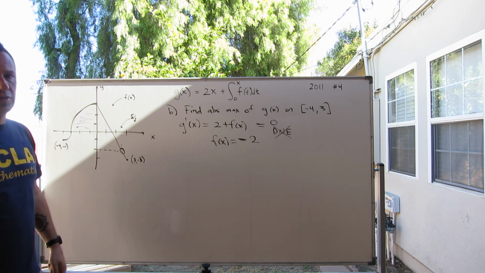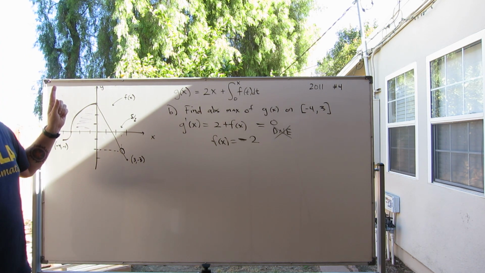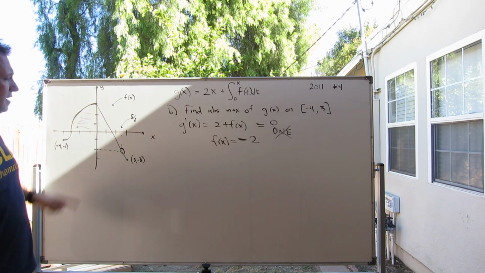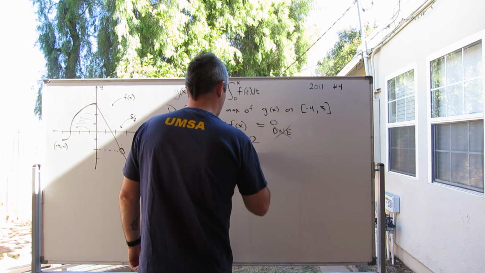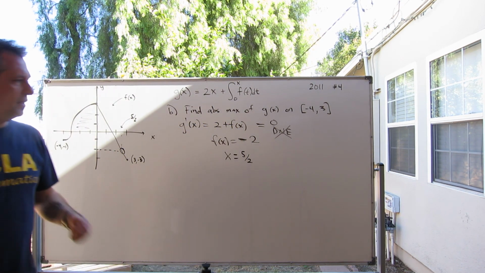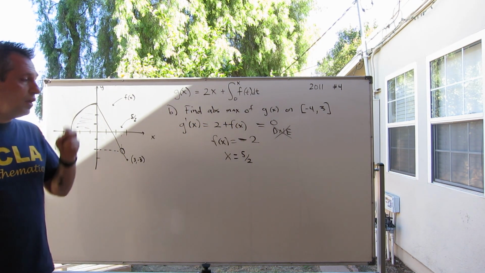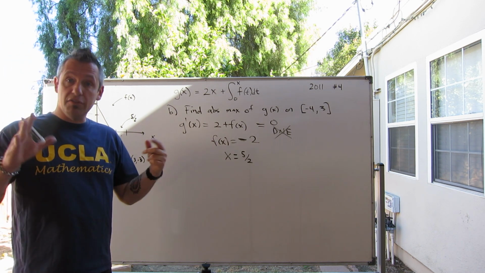You know what the slope of this line is. You know its y-intercept, in fact. So it's easy to come up with the equation. But you will find out that this happens at x equals 5/2. Okay, so now it's interesting. We have a couple options now.